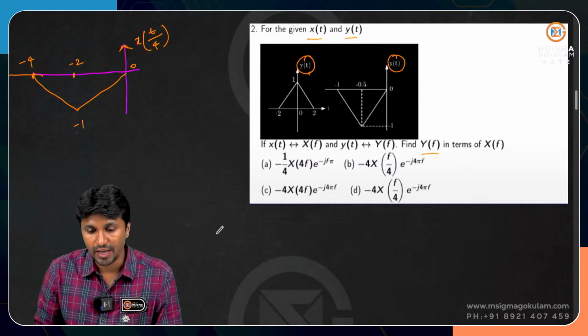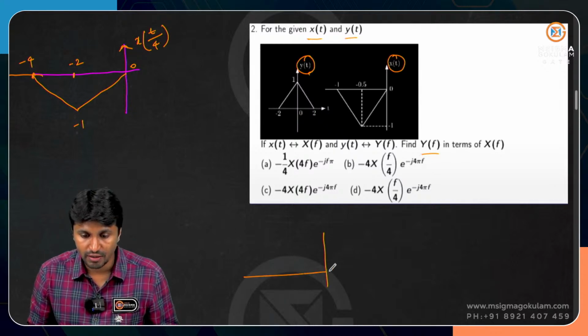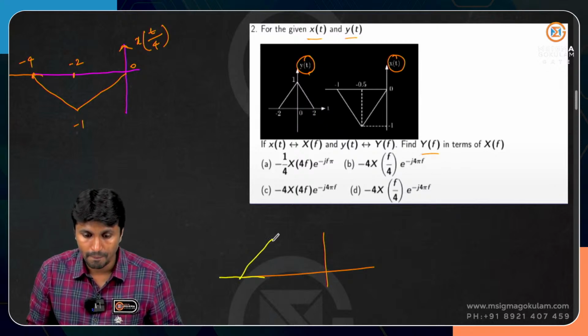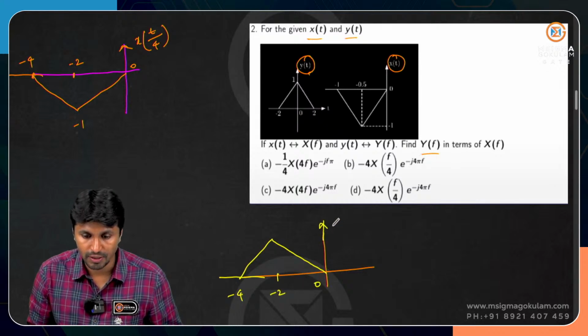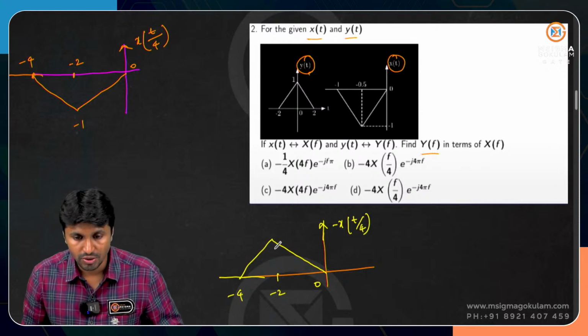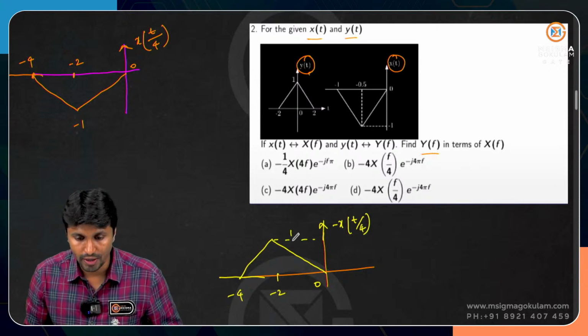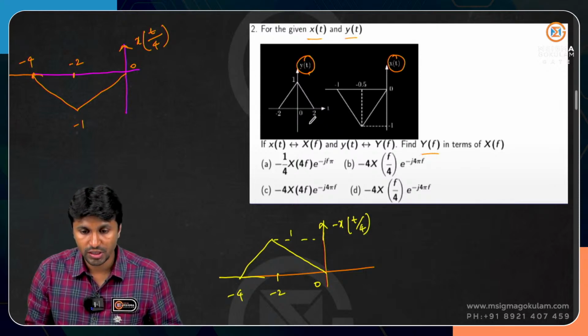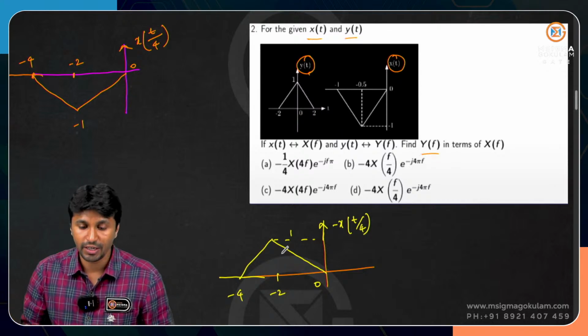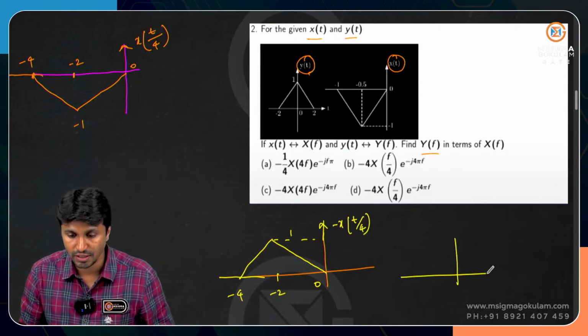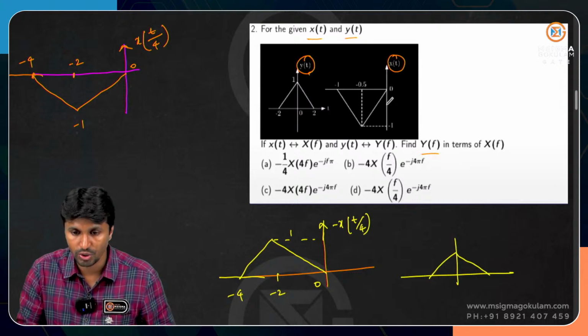If I amplitude scale it, what do I get? This is minus 4, this is minus 2, this is 0, and this is minus of x of t by 4, so this is simply 1. Now, in order to get y of t, I have to shift the signal by 2 units.